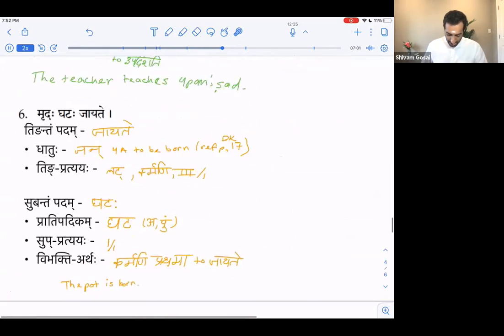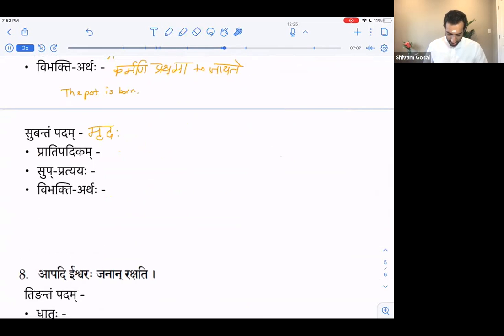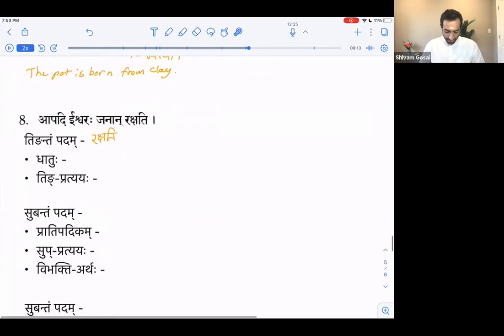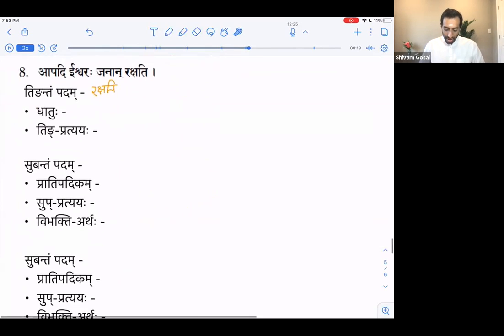This is apadane panchami. So let's fast forward here. To jayate, right? So what we know from the sentence is the pot is born from clay. What a Vedanta sentence. Okay. We have one more sentence. For time's sake, we'll go through this a little bit quickly too.